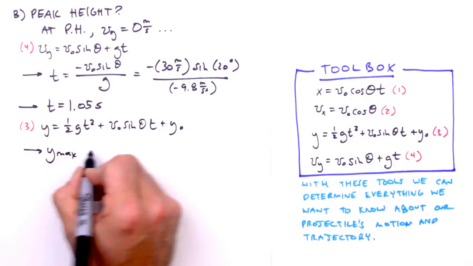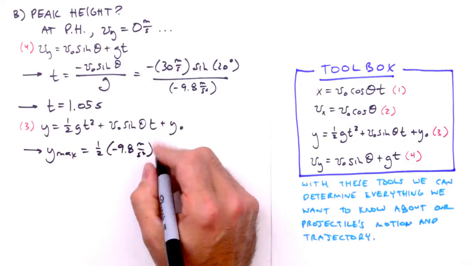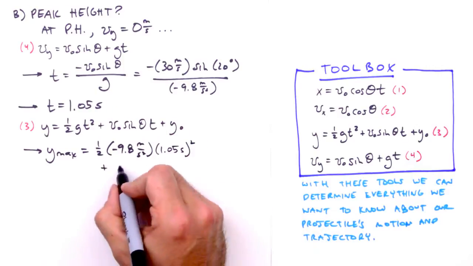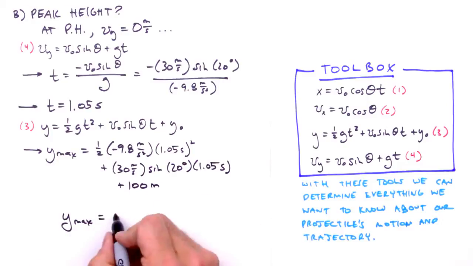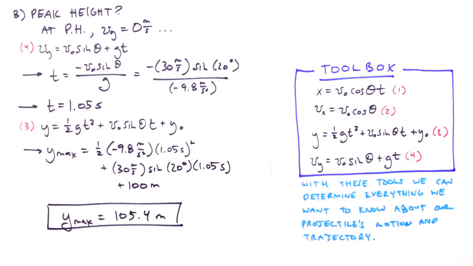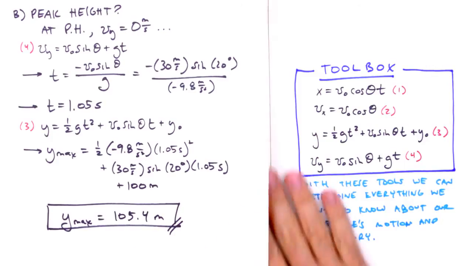And when we assign our values to the variables, using 1.05 seconds, the time coincident with Ymax for t, we find that our projectile reaches a peak height of 105.4 meters. Not very impressive, but very reasonable given our shallow launch angle.